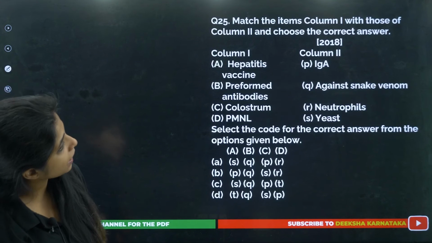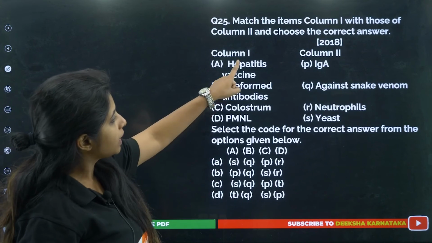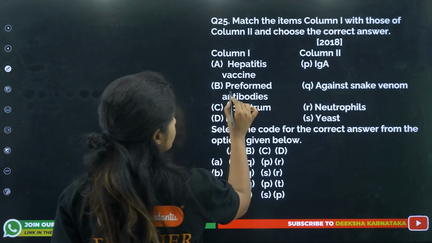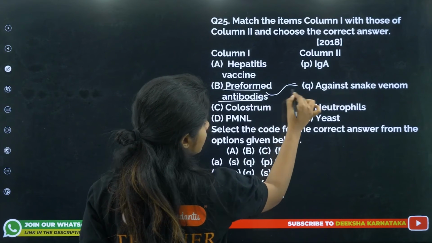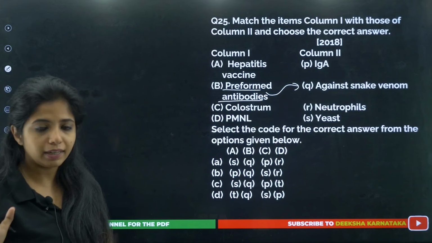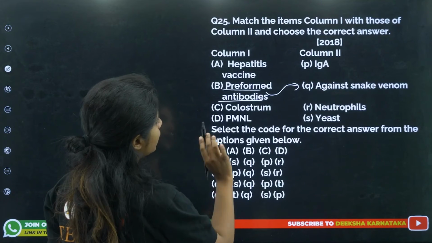Next, match the items in column 1 with those in column 2 and choose the correct answer. Hepatitis vaccine, I'll keep it last. Preformed antibodies, when will I have preformed antibodies? When I am taking them against snake venom. At that point of time, I want the antibodies to be already made and kept. So B goes with Q.